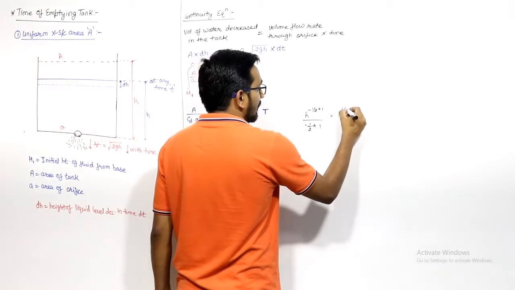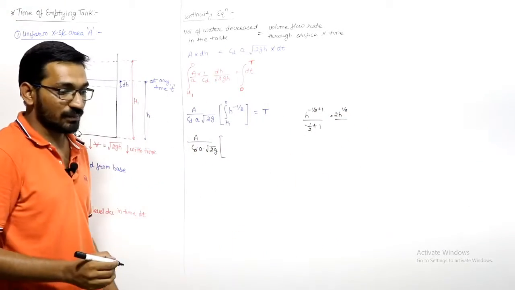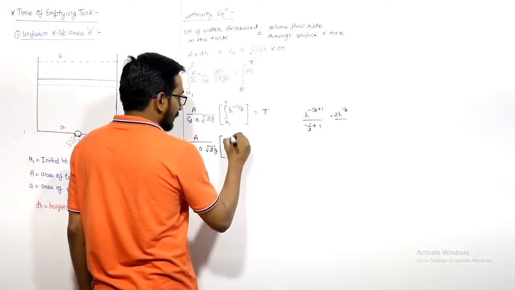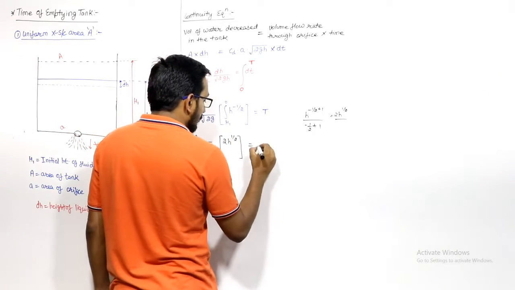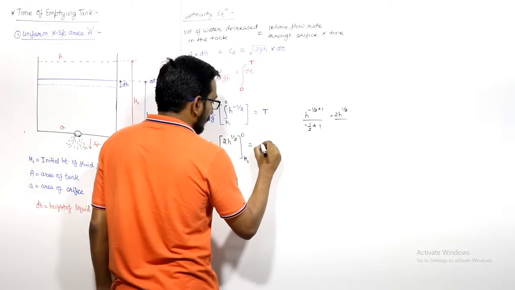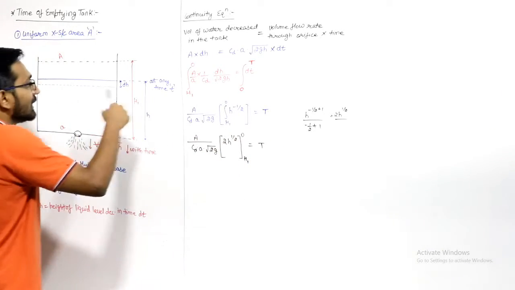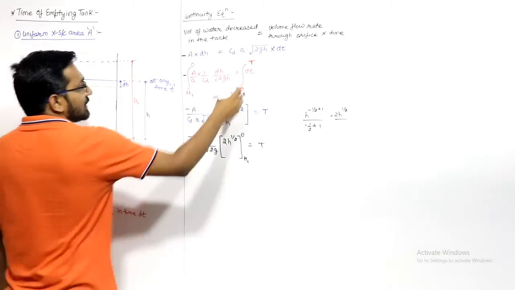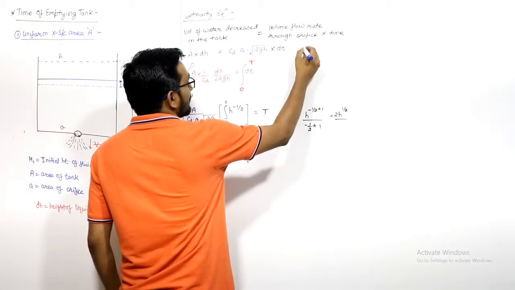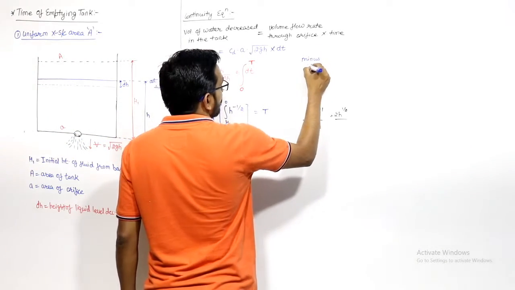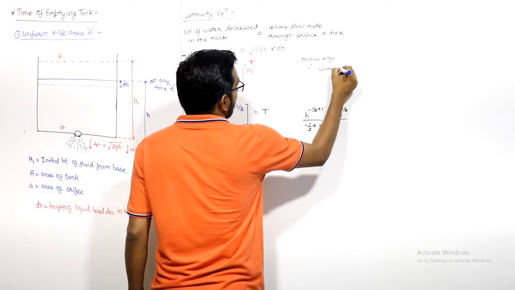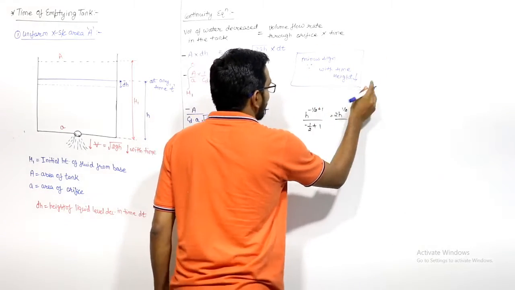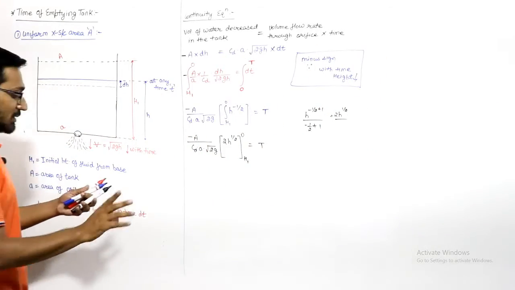So this will be equal to h raised to power 1 by 2 divided by 1 by 2, which is 2h raised to power 1 by 2. So 2h raised to power 1 by 2, with limits from h1 to 0, will be equal to t. One mistake we did: there is a minus sign here. Why the minus sign? Because with time the height is decreasing, so we have to take the minus sign. If we take the reference of dt and dh, we have to take the minus sign. This mistake we did, okay.